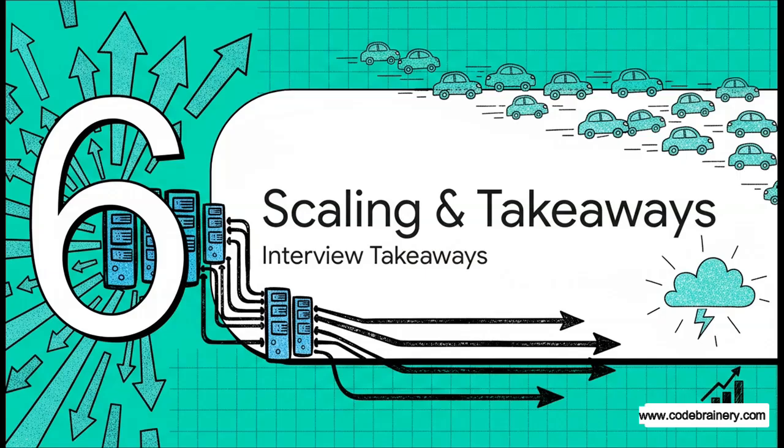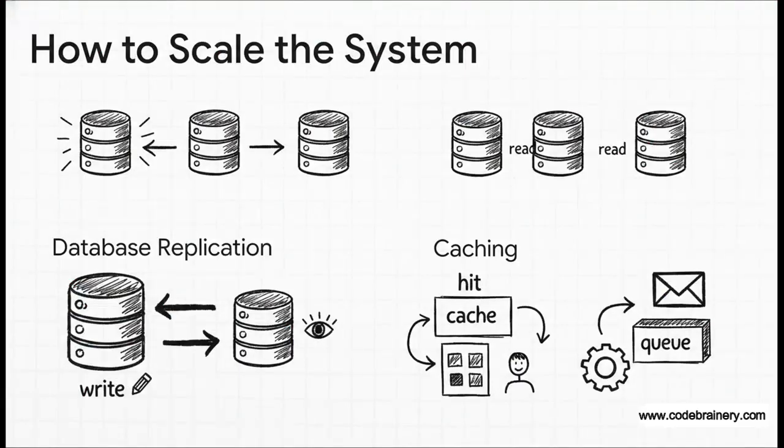Let's quickly talk about how we would scale this design to handle millions of users, and then we'll wrap it all up with the key takeaways for your interview. The beauty of our microservices architecture is that scaling becomes much more straightforward. If our inventory service is getting hammered with search requests, we can just spin up more servers for that specific service. That's horizontal scaling.